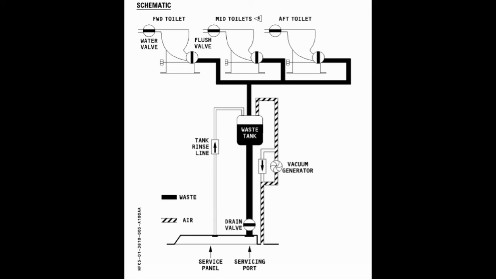The lavatory has a water valve or rinse water valve, which is solenoid activated, and a flush valve or a drainage valve, which is electrically motored. Both these valves are normally in the closed position.